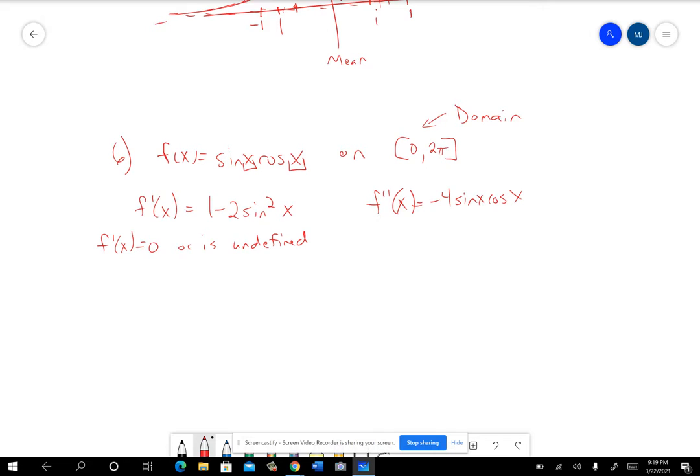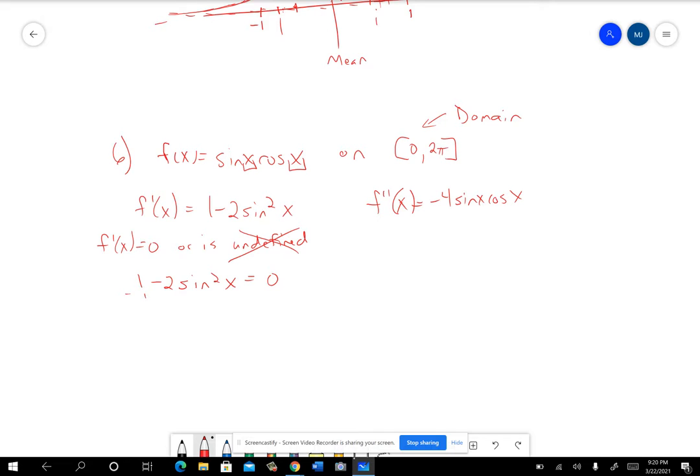That's not going to have any trouble spots. There's no denominators, no radicals, that type of thing. So we're not going to get anything for that. So we really just need to know where that equals 0. So let's do that first. Let's solve 1 minus 2 sine squared x equals 0.